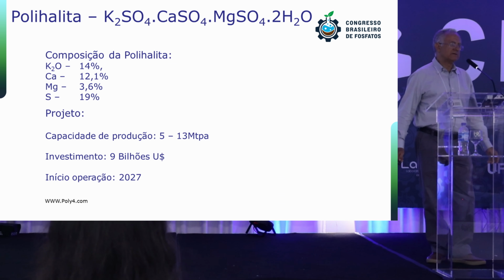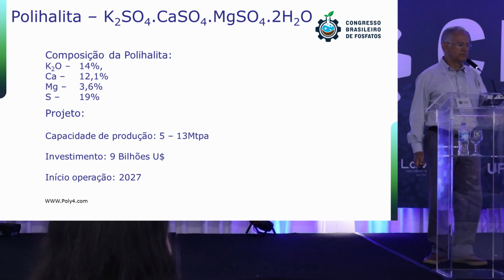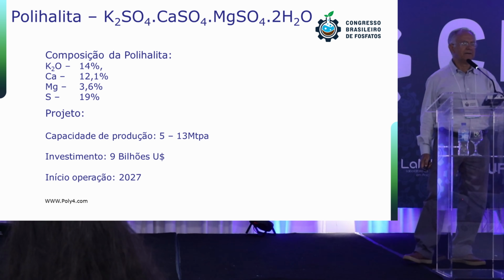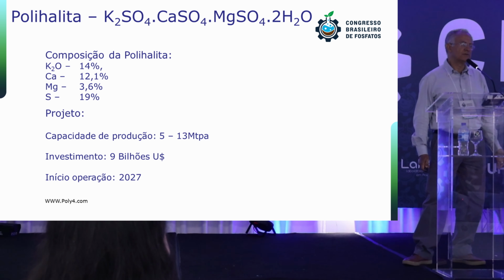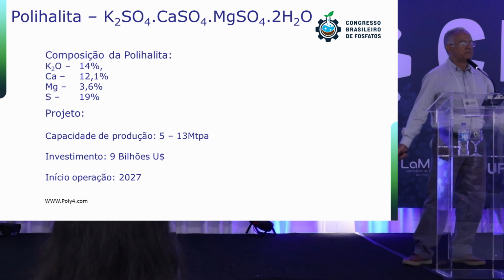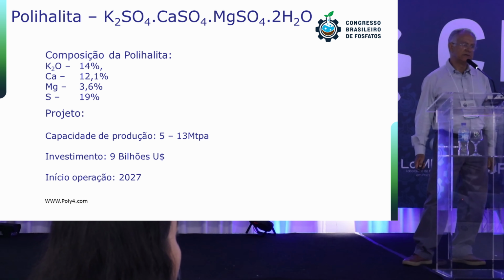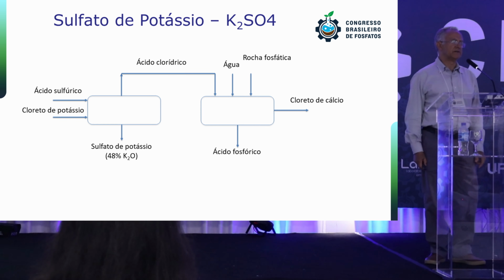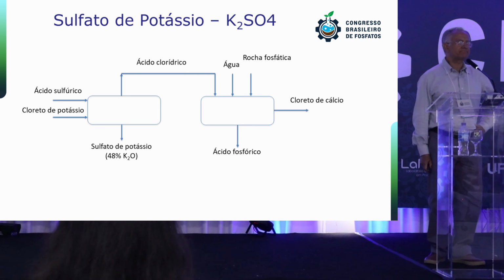The composition of polyhalite is very interesting. I will show in the last slide the importance of this plant. The production capacity is from 5 to 13 million tons. 2 or 3 will be destined to Brazil, and it's a very high investment, $9 billion, and the project will start in 2027. Here is a work for you, Star.